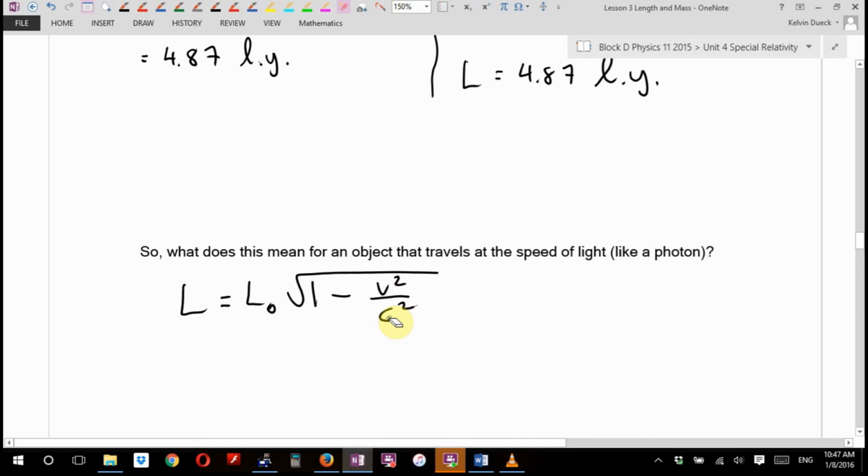Courtney, what's 5 divided by 5? What's 10 divided by 10? What's c squared divided by c squared? So this would work out for a photon to 1. And then you'd have 1 take away 1. Courtney, in your head, what's 1 take away 1? 0. What's the square root of 0? What's anything times 0? This is another proof that for a photon, everywhere in space is no distance away. As far as a photon is concerned, it's everywhere in the universe because there are no distances for it. Pretty cool.